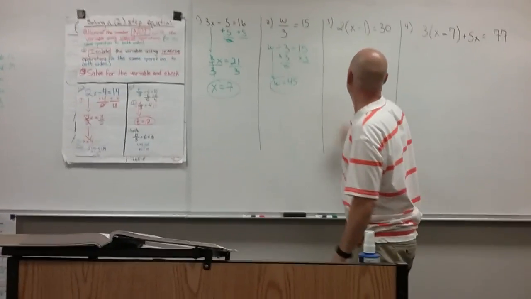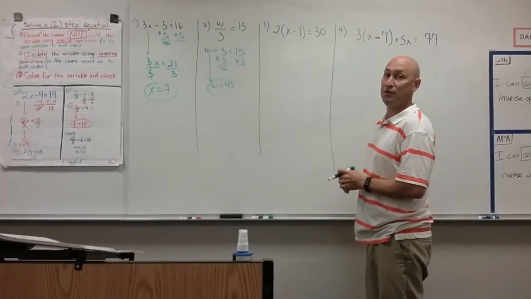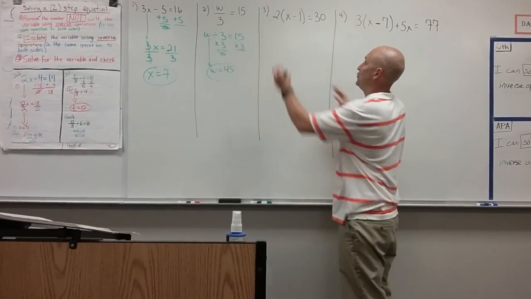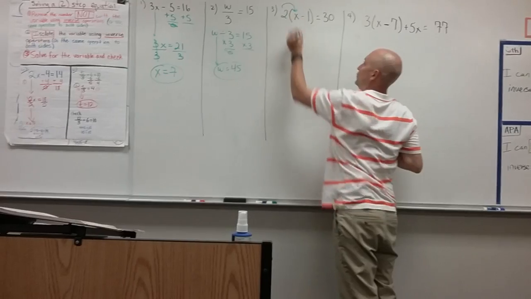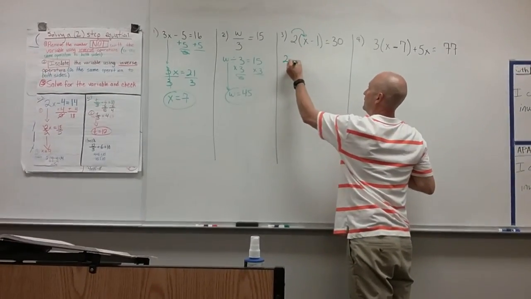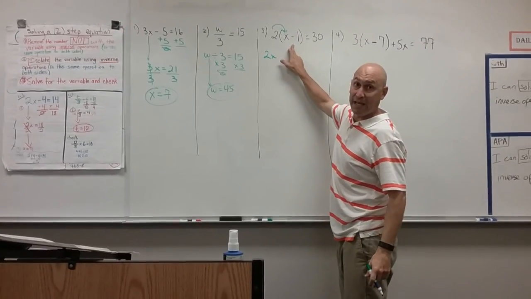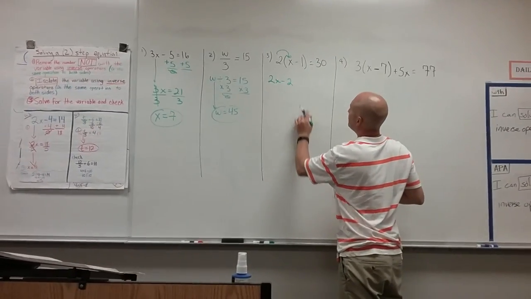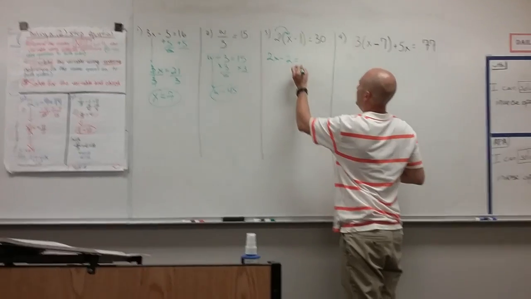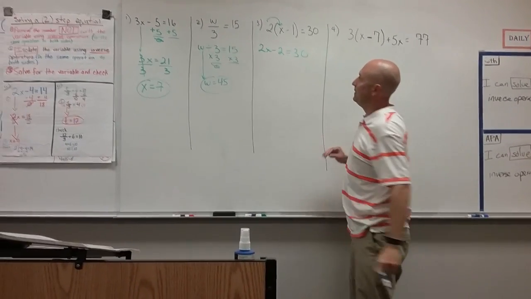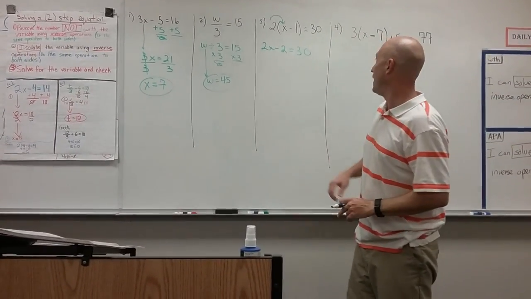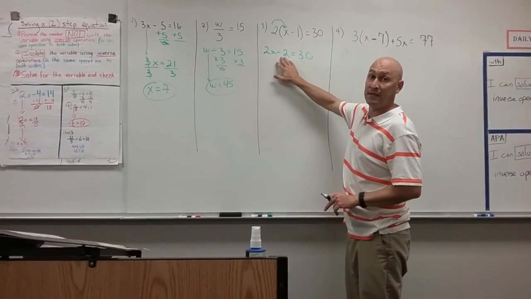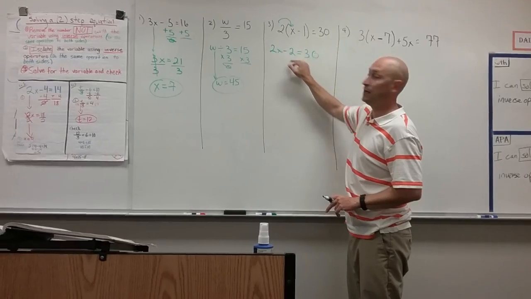15 equals 15. In my next example, first thing I need to do is distribute. So I need to take the number that's outside the parentheses and distribute it into everything. 2 times x is 2x. 2 times negative 1 would be a negative 2. And then that is going to equal 30. So now I've got my two-step equation where I need to do the inverse operations on the number that's not with the variable. In this case, it's the negative 2.